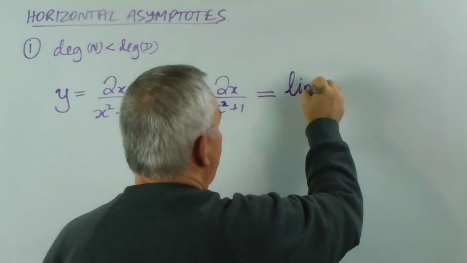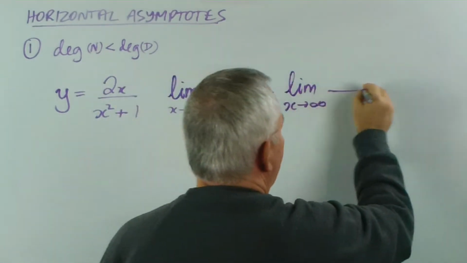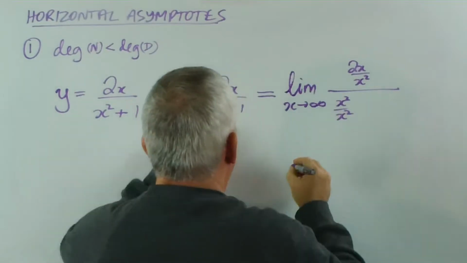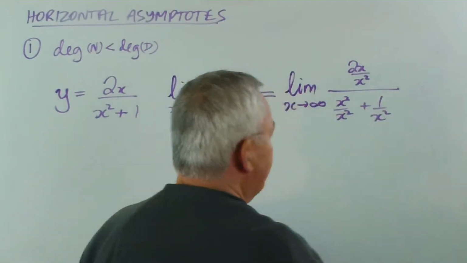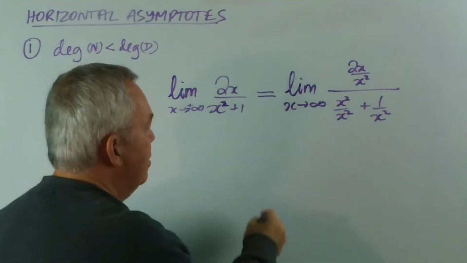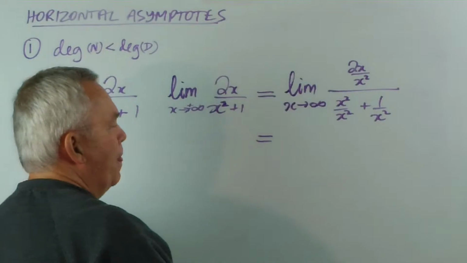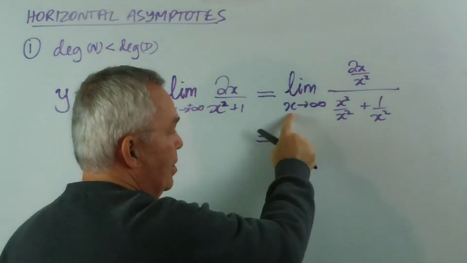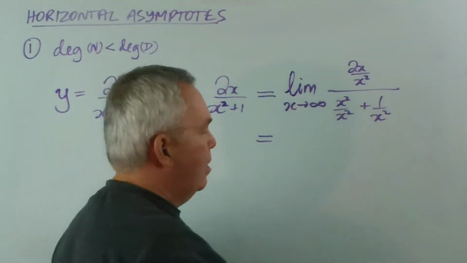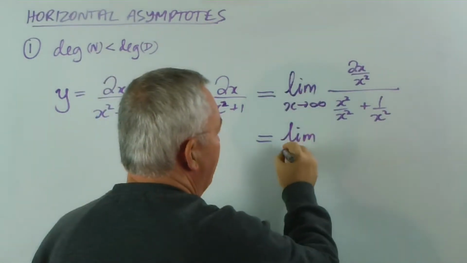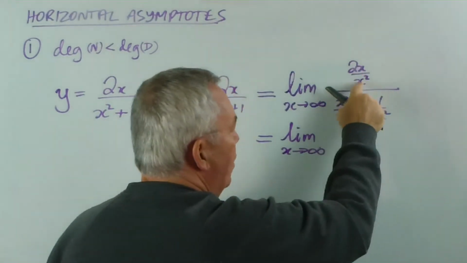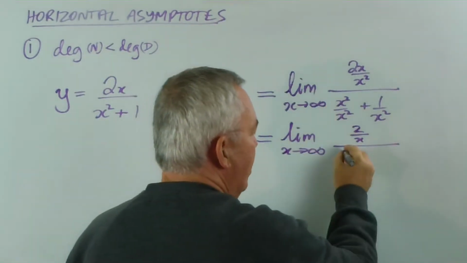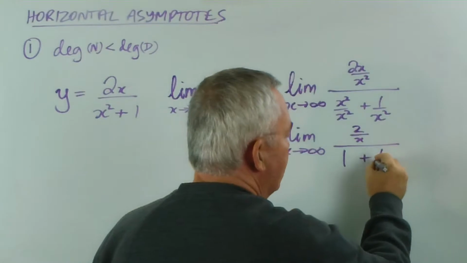So (2x) on x squared on x squared, and 1 on x squared. We're allowed to do this, dividing top and bottom of a fraction by the same thing. Of course, we can only do this when x is not 0, but because x is tending towards infinity, it's definitely not going to be 0. So 2x divided by x squared is 2 over x. X squared divided by x squared is 1, and this of course is just 1 over x squared.